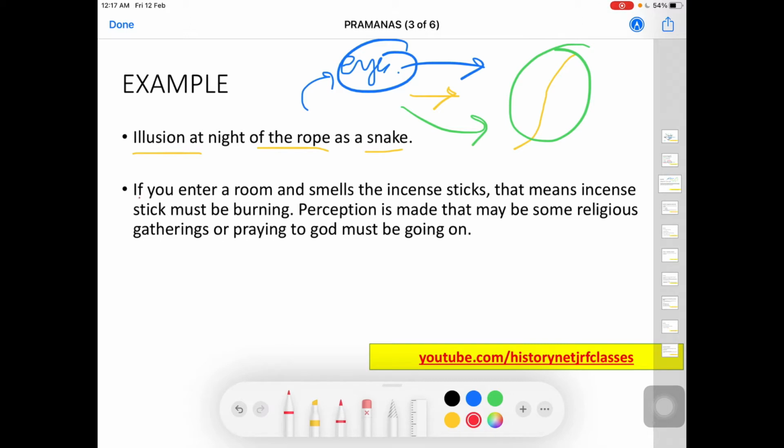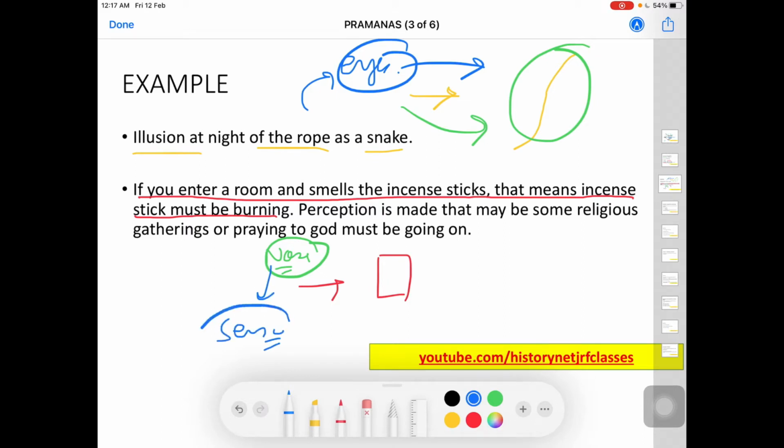Next is, if you enter a room and it smells of incense sticks, that means incense sticks must be burning. If you enter any room and your nose detects the smell of incense sticks, here the nose is your sensory organ. It is acting as a direct perception.